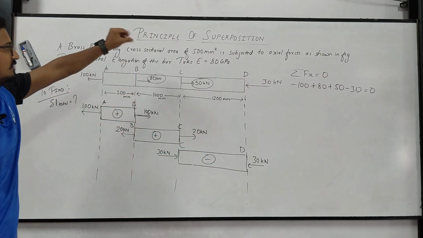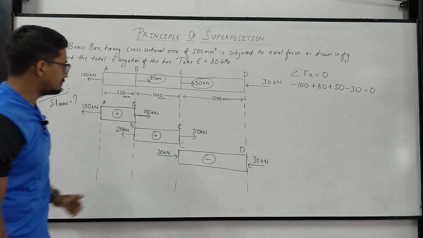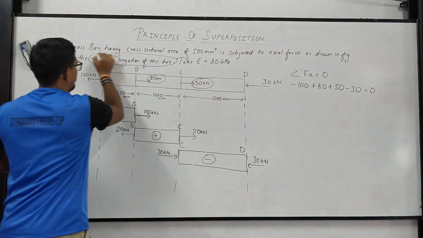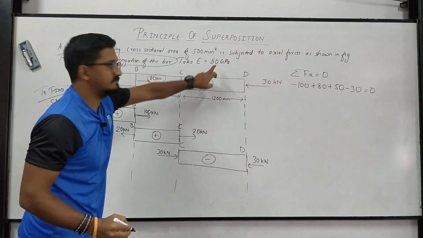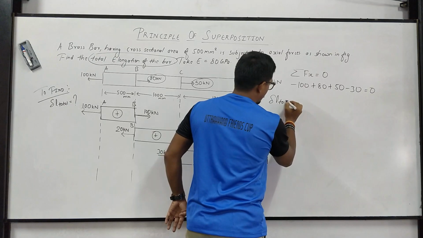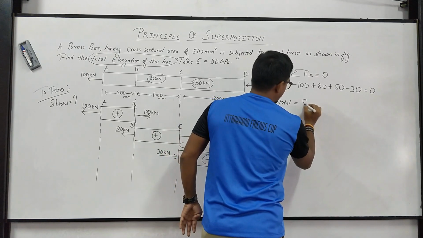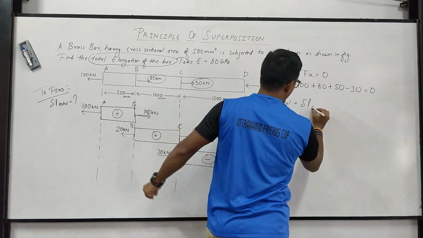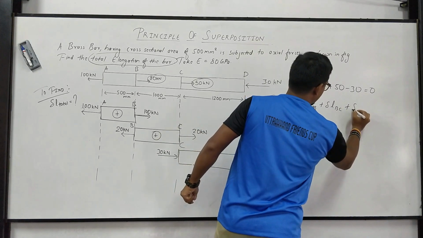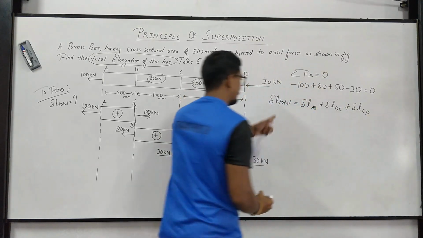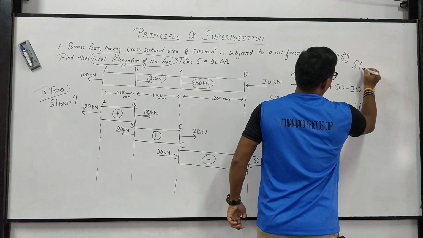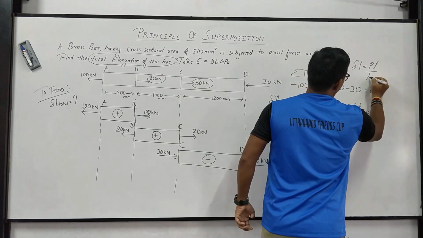Now we can solve it by using the principle of superposition. Our main aim was to find delta L, the total elongation of the bar, with the given things. Area is given, E is given, correct? Now delta L total can be written as delta L of AB plus delta L of BC plus delta L of CD, correct? And delta L we already know, delta L is equal to PL by AE, by Hooke's law.